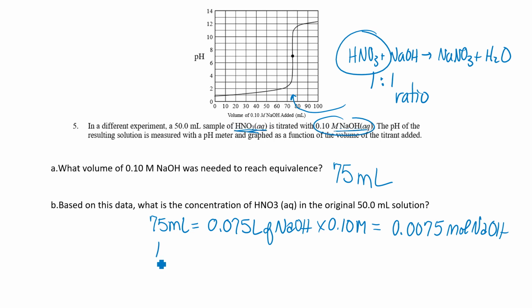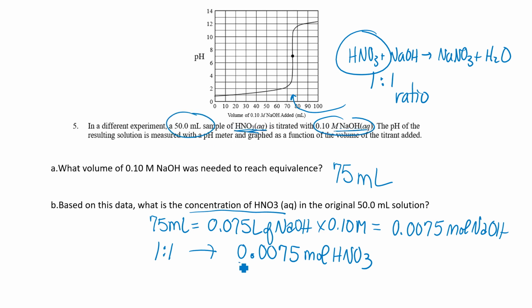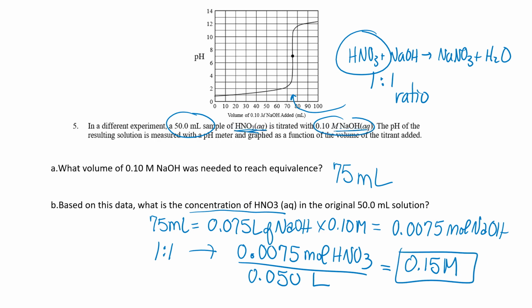So therefore, since it's a 1-to-1 ratio, that means I must have had 0.0075 moles of acid in my original container. Do a little stoichiometry there. And then the question is, what was the concentration? So it looks like it was in a 50 ml solution. So I'm going to convert that into liters, and my moles divided by liters will give me molarity. So I end up with 0.15 molar.